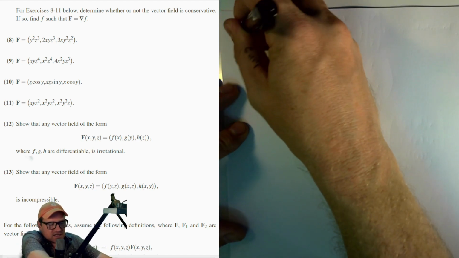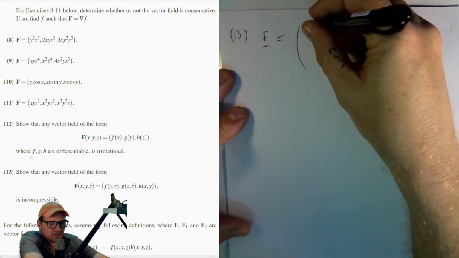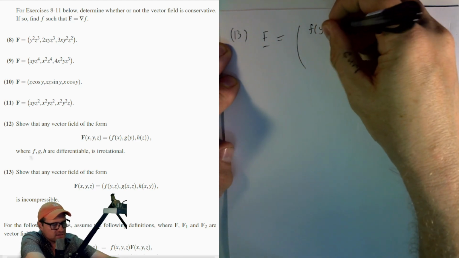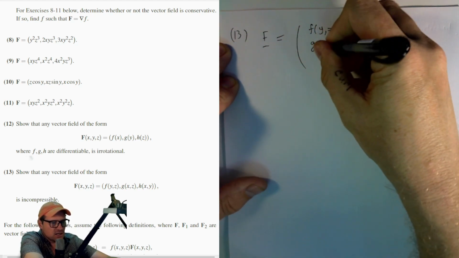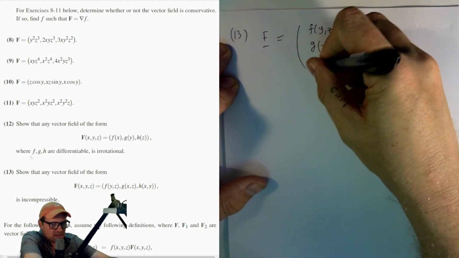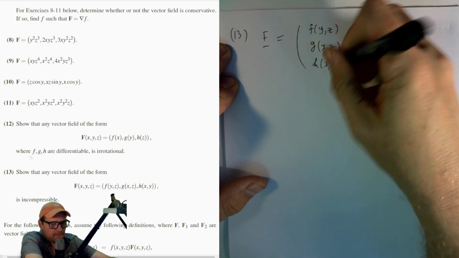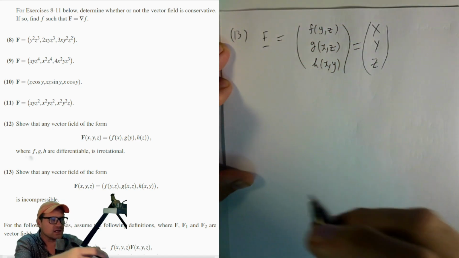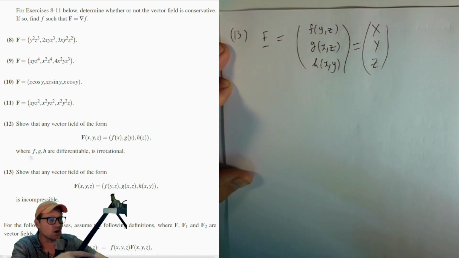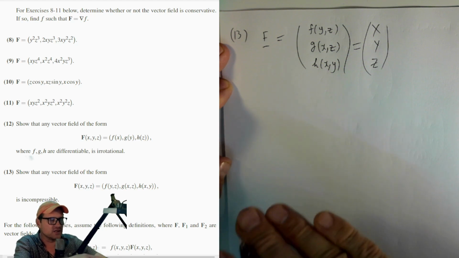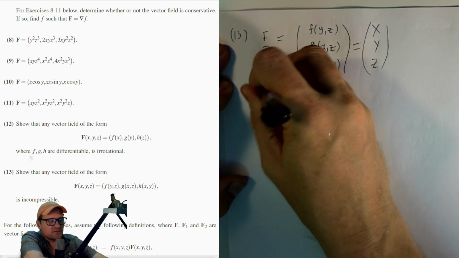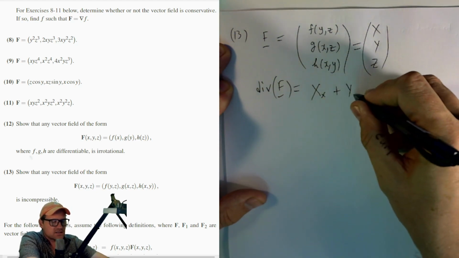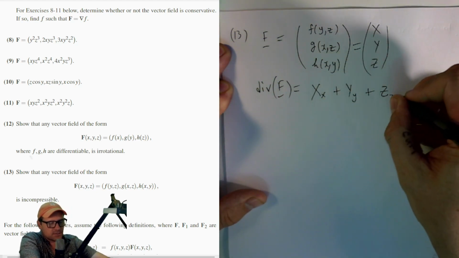Okay, question 13. So here we have F is the vector field consisting of a function lowercase f of y and z, a function lowercase g of x and z, and a function lowercase h of x and y. Let's label these uppercase X, uppercase Y, and uppercase Z. Okay, now calculating div, we're asked to show that this vector field is incompressible, so div of the vector field F is X subscript x plus Y subscript y plus Z subscript z.